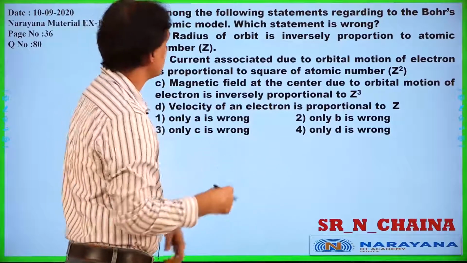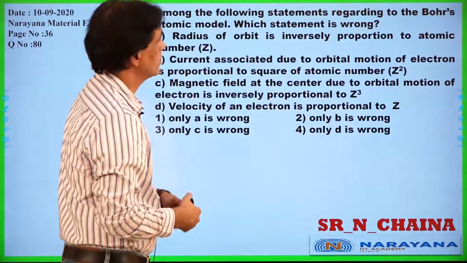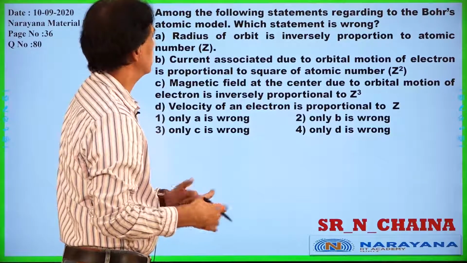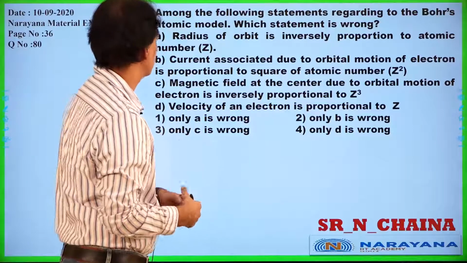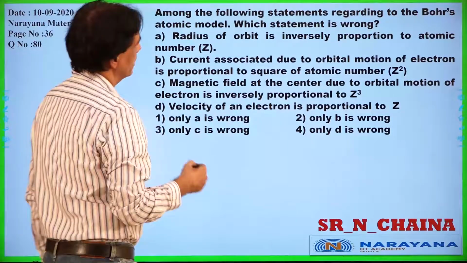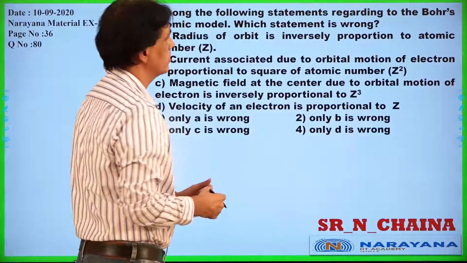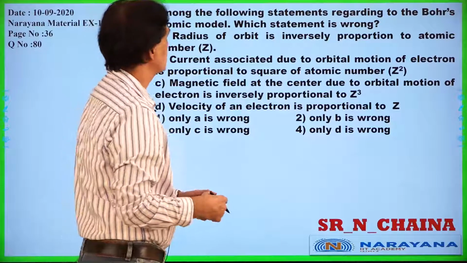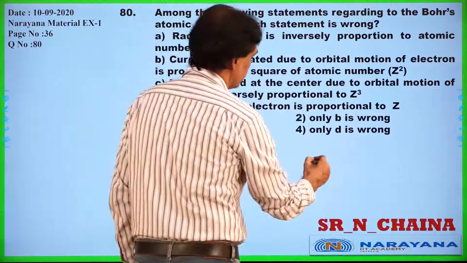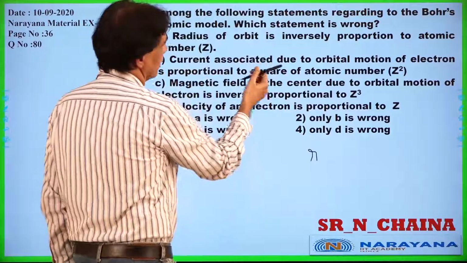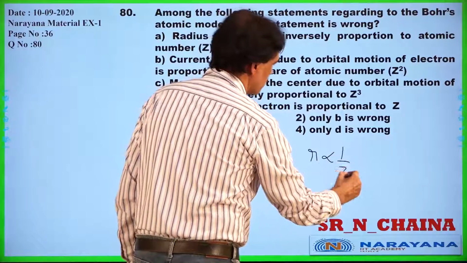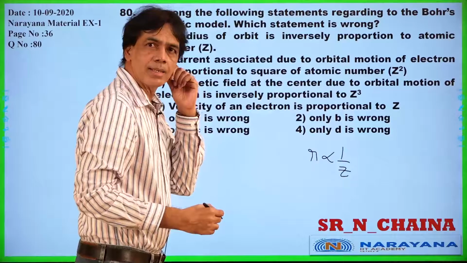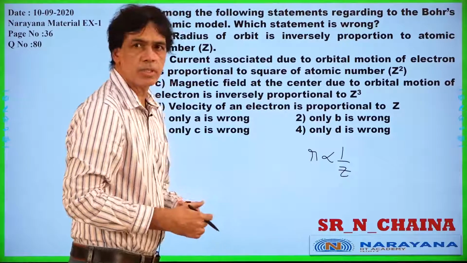Among the following statements regarding Bohr's atomic model, which statement is wrong? We need to check which statement is wrong. Consider the first one: radius of orbit is inversely proportional to atomic number, R is inversely proportional to Z. Let's see whether it is correct or not.